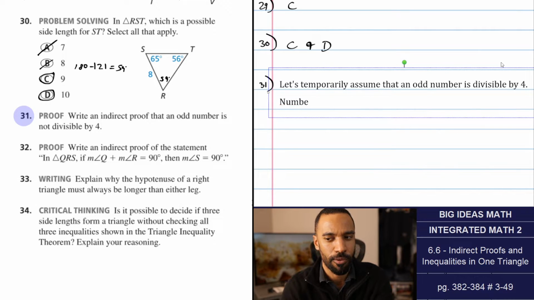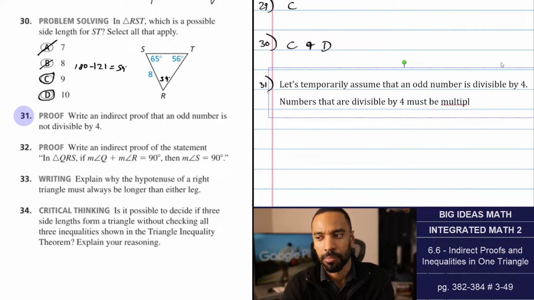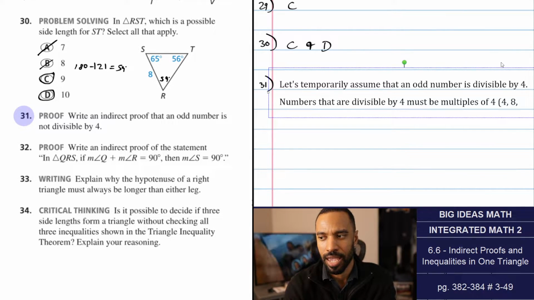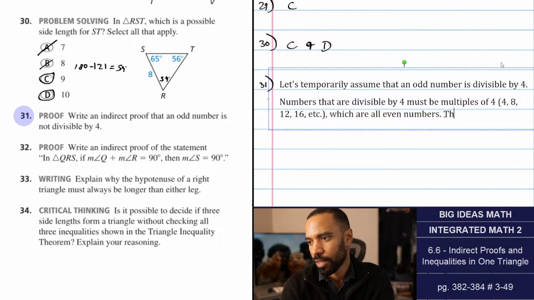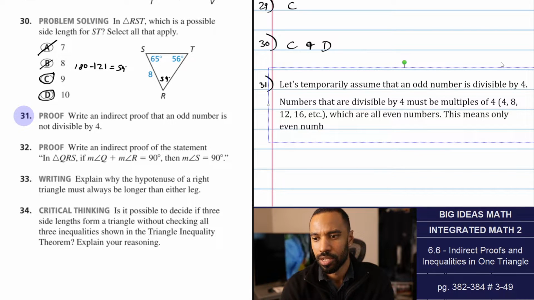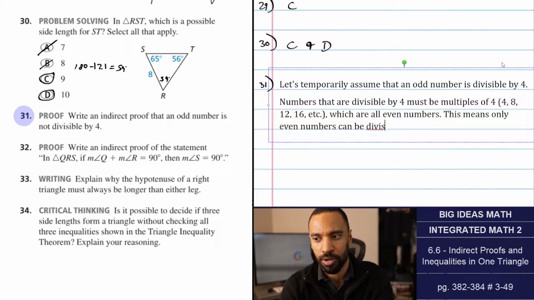Numbers that are divisible by 4 must be multiples of 4. I'm going to go this way. I don't know if this works completely. Multiples of 4, such as 4, 8, 12, 16, etc., which are all even numbers. This means only even numbers can be divisible by 4. I think that works better. I'm going to say 5 is an odd number. 5 is not divisible by 4, so odd number... No, that doesn't work. Only even numbers can be divisible by 4.